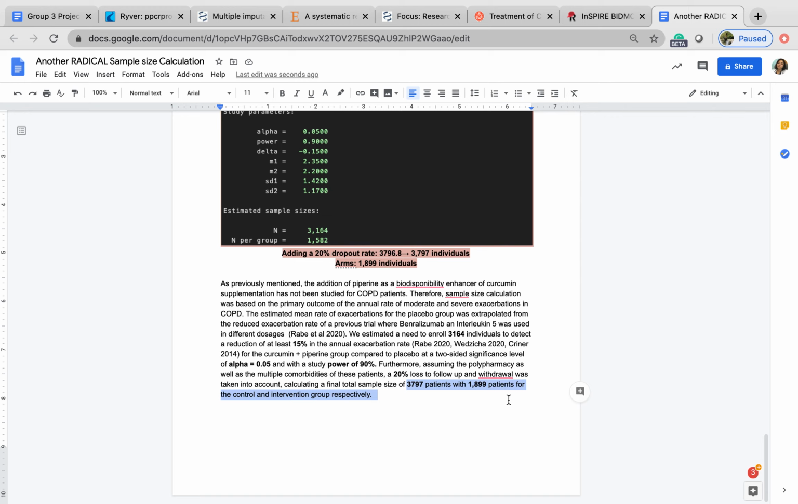I repeat again, this is not the one we used for our final draft. We went for the other article for our final draft, but I think it was a good example to show you what happens when we change the data a little bit.